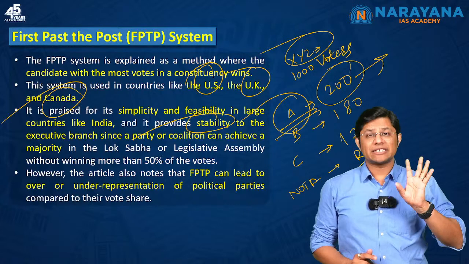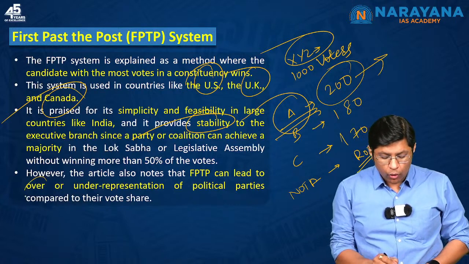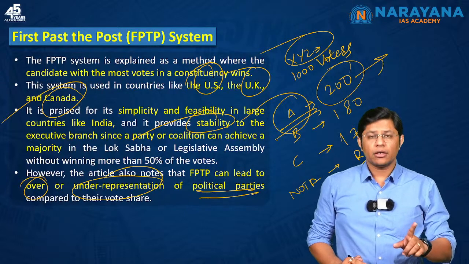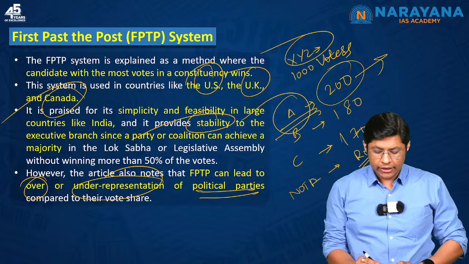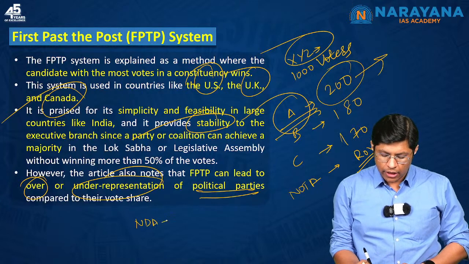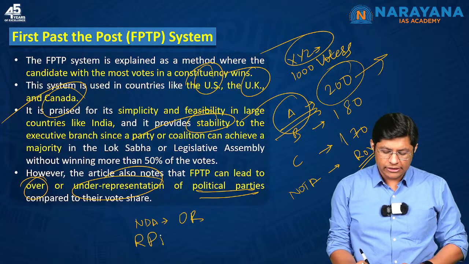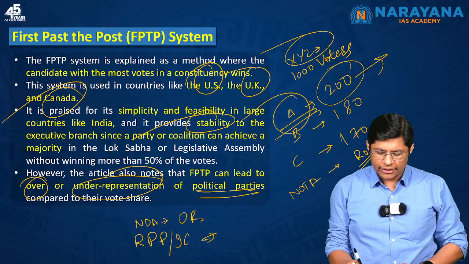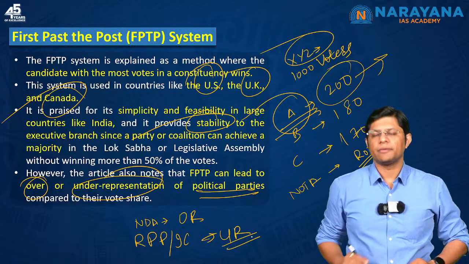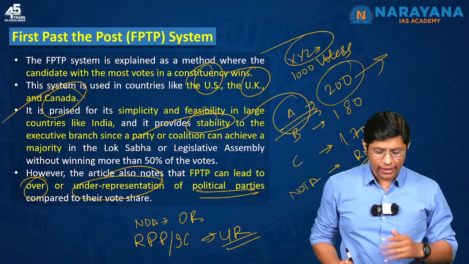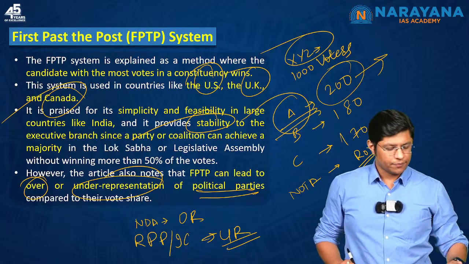Now the first past the post system can lead to over or under representation of political parties. So here in the first past the post system, the NDA government is over represented and the regional political parties or the independent candidates are underrepresented. It can lead to both over or under representation, right? We have discussed this in the previous slide.